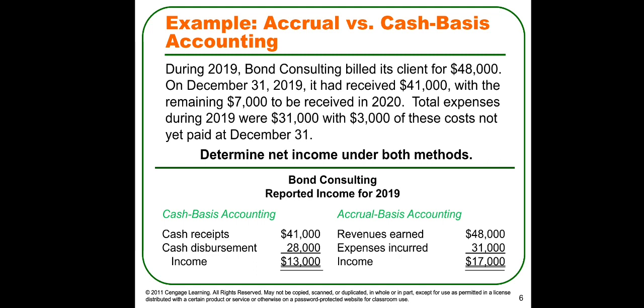Okay, in year 2019, Bond Consulting billed its client for 48,000. On December 31st, 2019, it has received 41,000 with the remaining 7,000 to be received in year 2020. Total expenses during 2019 were 31,000 with 3,000 of these costs not yet paid at 31st of December. Okay, so then there is a question. You have to calculate profit using cash basis accounting and accrual basis accounting. So let's see cash basis accounting first. Remember cash basis accounting?